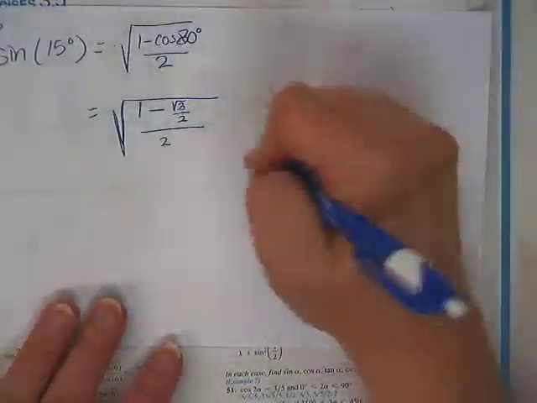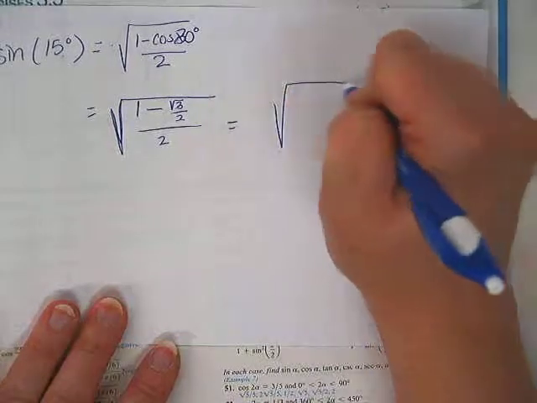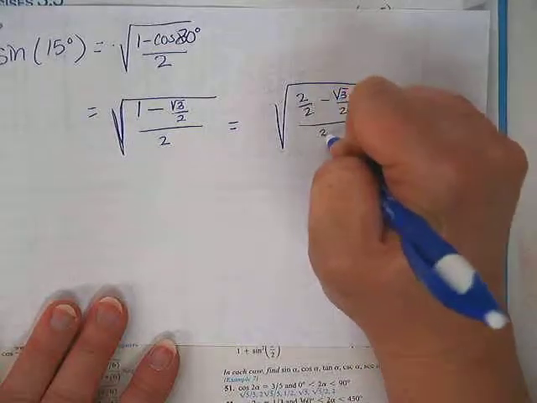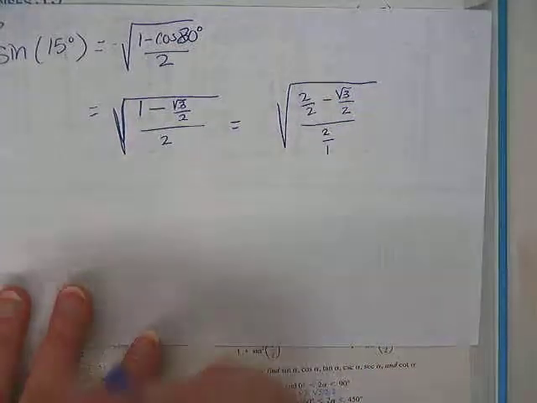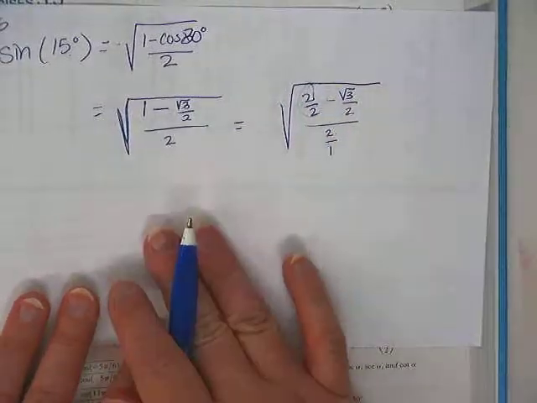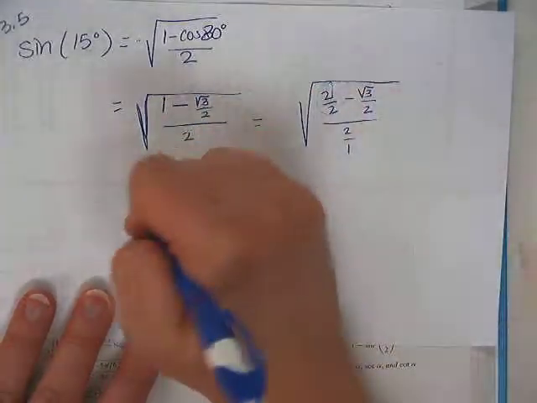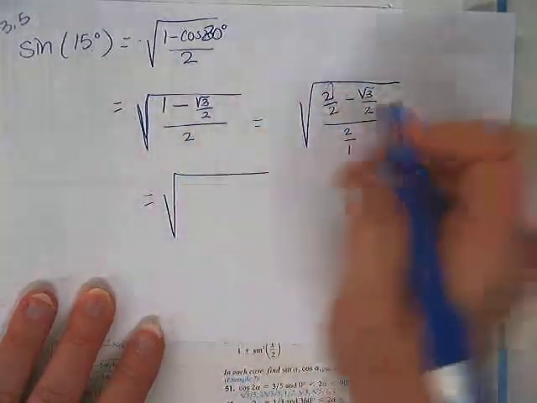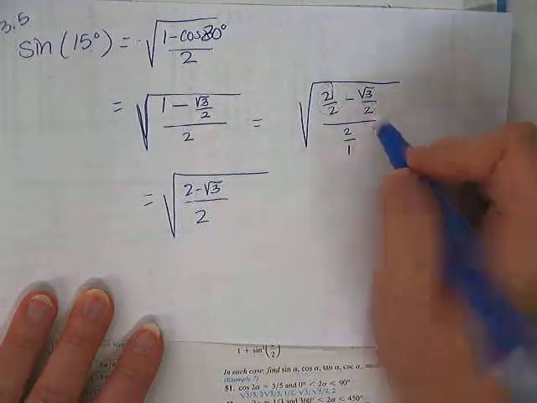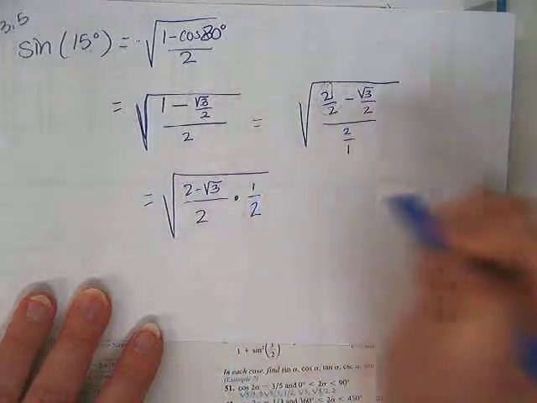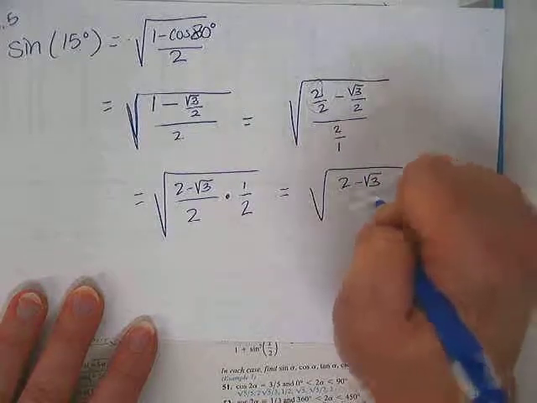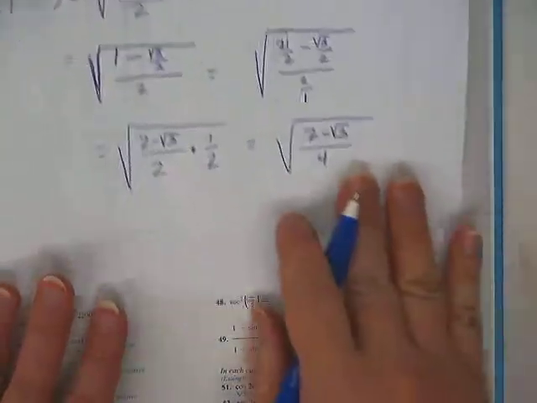All over 2. Now we need to simplify this fraction, so we get 2 over 2 minus square root of 3 over 2, all over 2 over 1. You'll see why I did that in a minute. So I need a common denominator so I can combine those together, and I turned that into a fraction so it's easy to copy dot flip. Okay, so that gives me 2 minus square root of 3 over 2, and then I copy dot flip the 1/2. So that gives me 2 minus square root of 3 over 4.